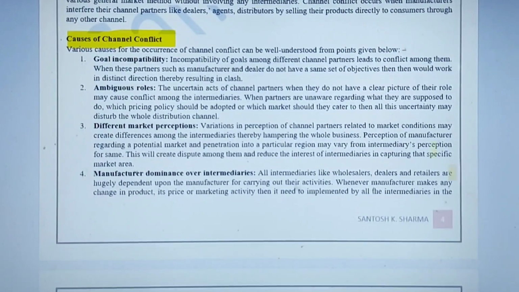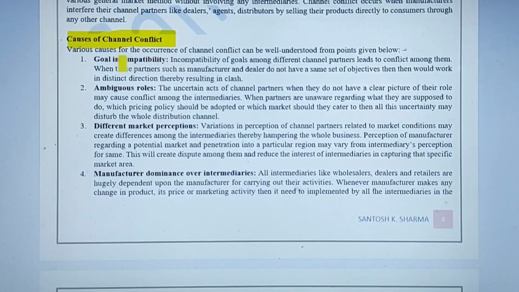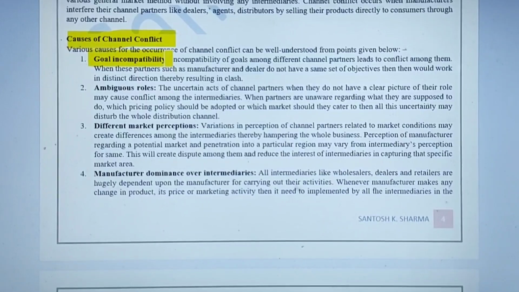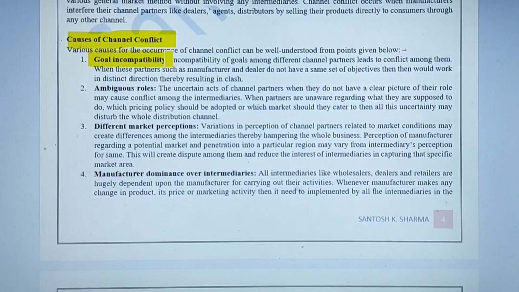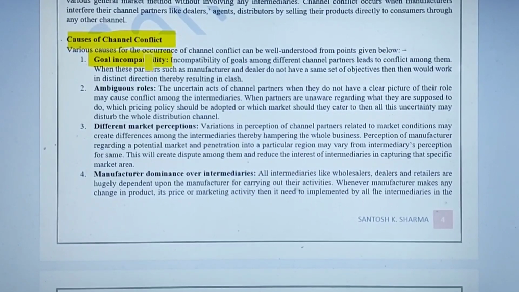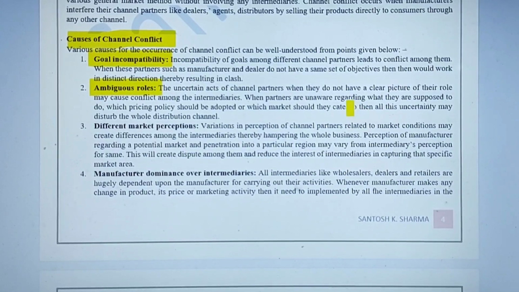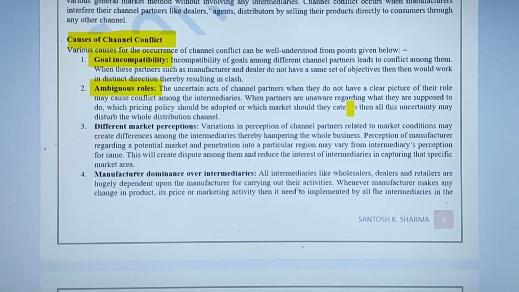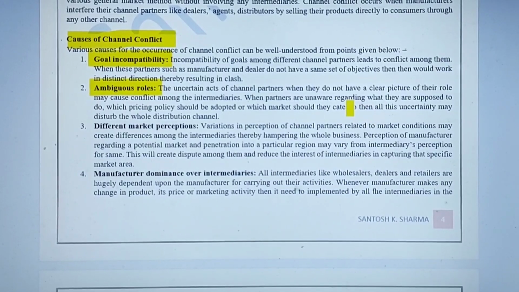The first one is goal incompatibility. That means different dealers have different goals. So when there are clashes of goals and objectives, there comes the channel conflict. The second one is the ambiguous roles. That means different channel partners have different roles, and if their roles are not crystal clear to each other, there will be overlapping of the roles and functions. So that will result in conflict.